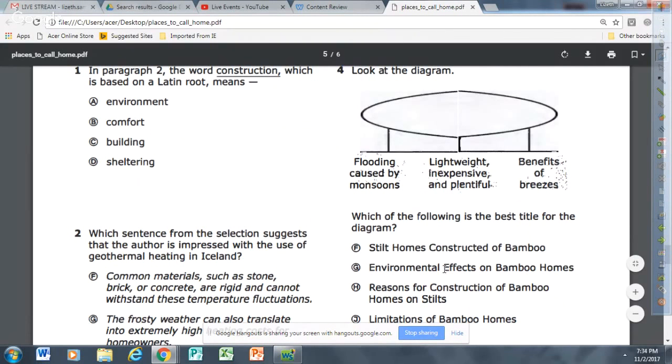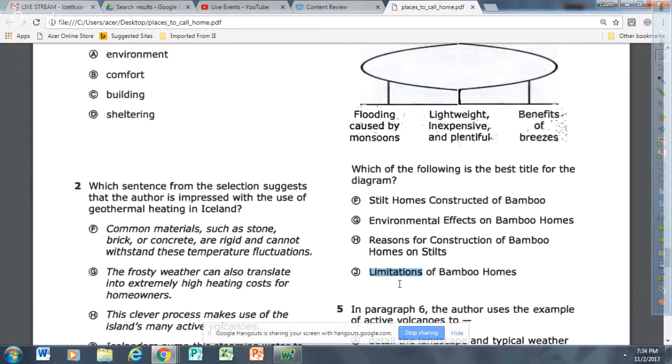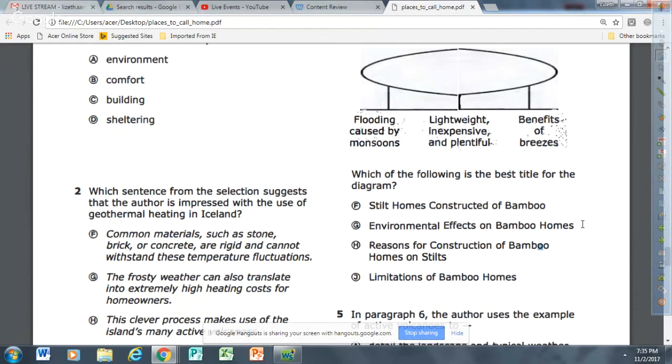The environmental effects, reasons for constructing the bamboo, or limitations of bamboo homes. And if you don't know what limitations means, you should be looking that up when you come across it on a test. Limitations means the things you can't do, or bamboo homes cannot do. So we've got three choices, three different sections here. They're all talking about how stilt homes are constructed of bamboo, about the environmental effects of the bamboo, or the reasons for the construction of the bamboo stilt homes.